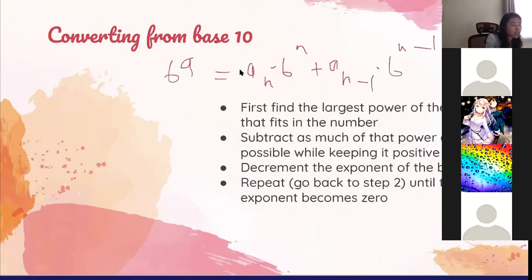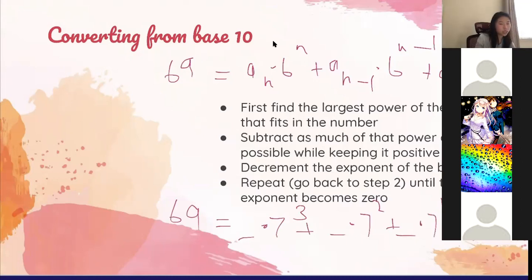If this doesn't make sense, it's okay. I'm just trying to explain the background behind this algorithm. If we have 69 and we're trying to convert it into base 7, then we want to know what times 7 to the cubed, plus what times 7 to the squared, plus what times 7 to the 1, plus what times 7 to the 0 is going to equal 69, right?